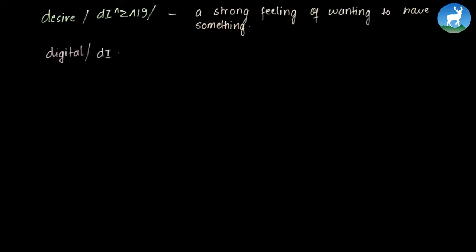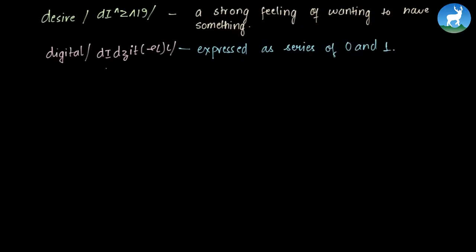And its meaning is, next comes the word digital. The phonetic transcription for digital is digital. And the meaning is, so digital is expressed as a series of zeros and ones. Next in the dictionary we have distribute. And similarly we go on writing for other words.